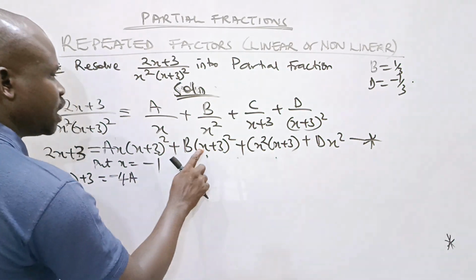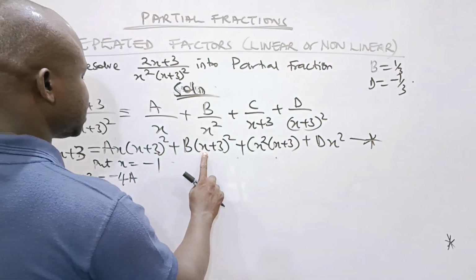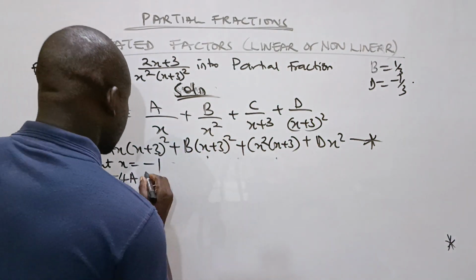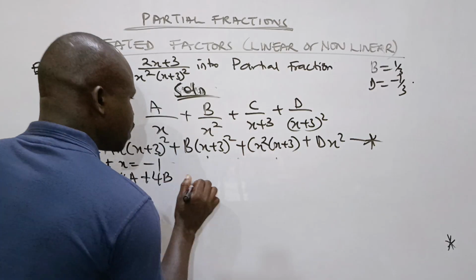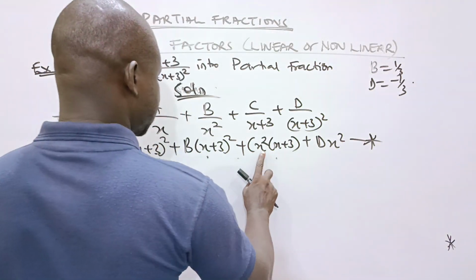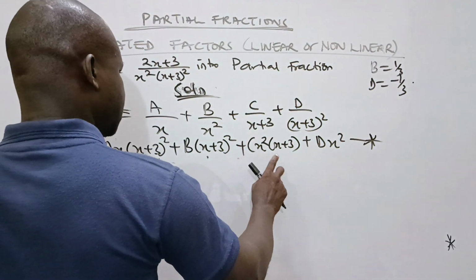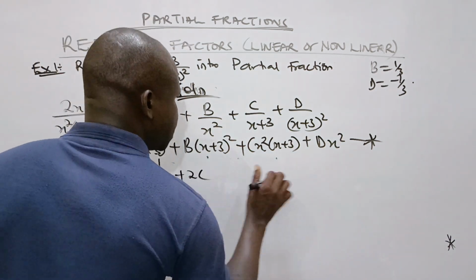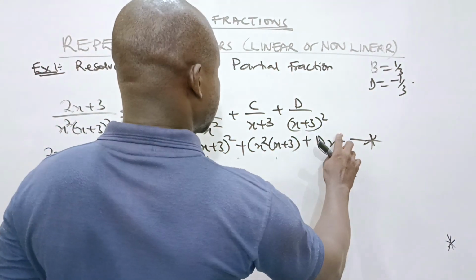Then if I come to this side, this is minus 1, 3 minus 1 is 2, 2 squared is 4. I'll get plus 4b. Then if I go to c, this is minus 1 times minus 1, that will be 1. 3 minus 1 is 2, so I'm going to have plus 2c. Then I come to this last one: minus 1 squared, that's 1, plus d.